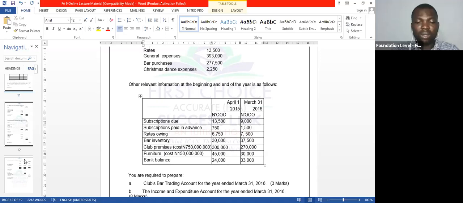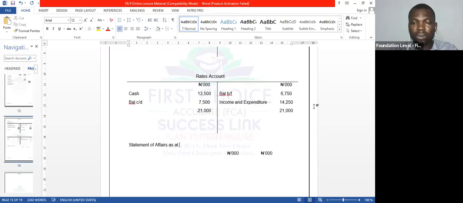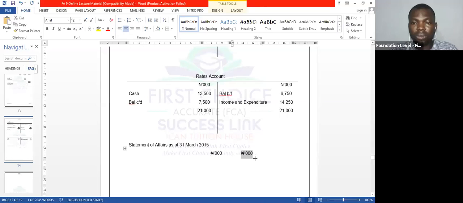Okay, so we are going to use that. Now let's continue. Number one, we need our total assets. After that, we need our current liability. Then the balance brought forward for the accumulated fund in year 2016. So let's go on with that.